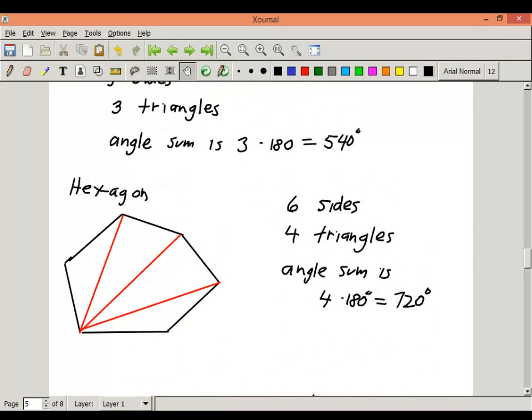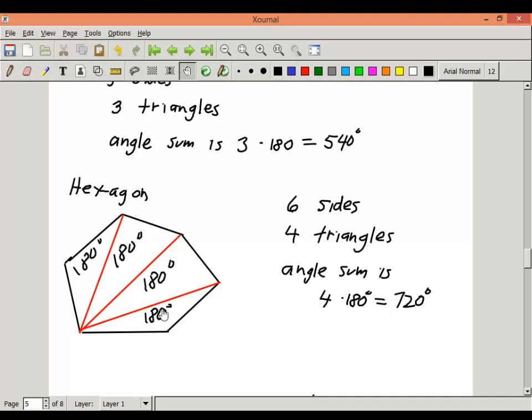A hexagon has 6 sides, so this time if I draw the diagonals from a single vertex, I have 3 diagonals, and I have divided the hexagon up into 4 triangles. So 6 sides, 4 triangles. Each triangle again has 180 degrees. So if I want to find out what all the interior angles of that hexagon add up to, it's 4 times 180, which is 720.